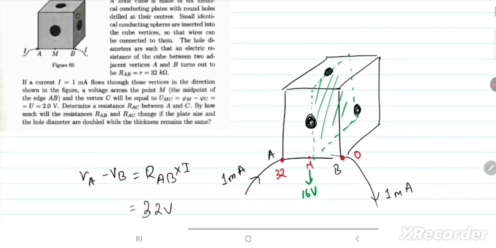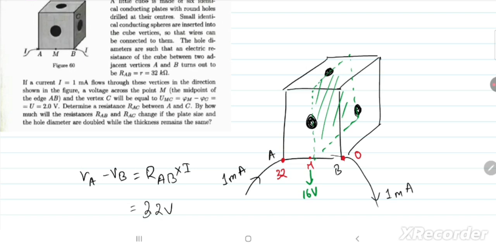Okay. Now it says that Vm minus Vc is equal to 2. Can you tell me Vc? Vc equals Vm minus 2, which will come out to 14 volts. Basically, point C will come out to be 14 volts.